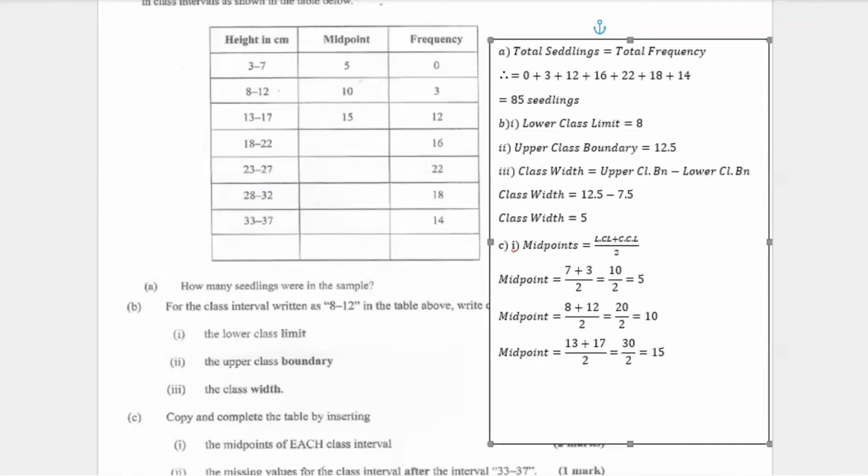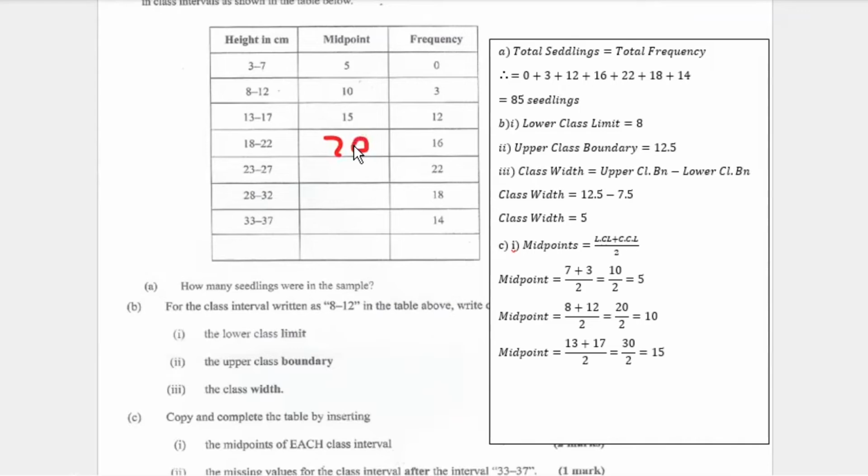So what we'll have, therefore, is 18 plus 22, that would equal 40, divided by 2, and therefore our midpoint for this would be 20. So our midpoint is 20.